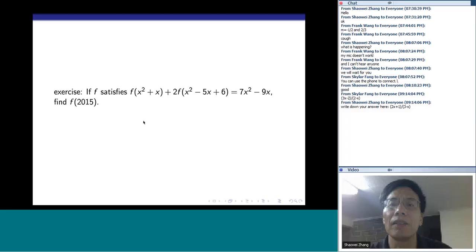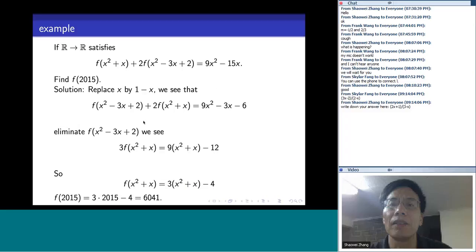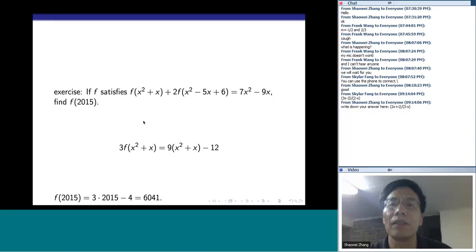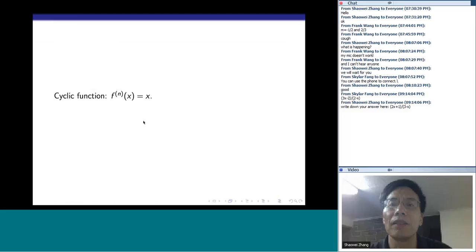So the idea is you follow this step, almost exactly the same. You need to figure out the trick. Okay, leave it as homework. Spend a minute on it. Cyclic functions, we already talked about this. Then that's it, we're done with today already.